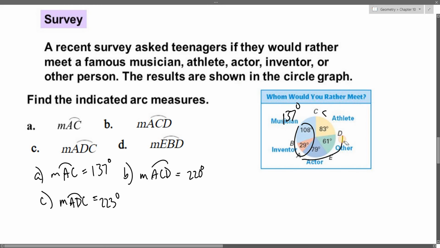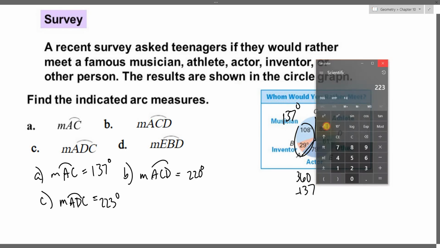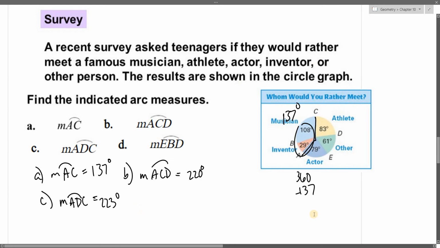So let me erase all this. If just the left side is 137, this portion of the pie chart, then the other part's 360 minus 137, and so that's how they got their 223. So they did 360 minus that 137, and their final answer would have been 223. And so that's how they did that. That's what they did.